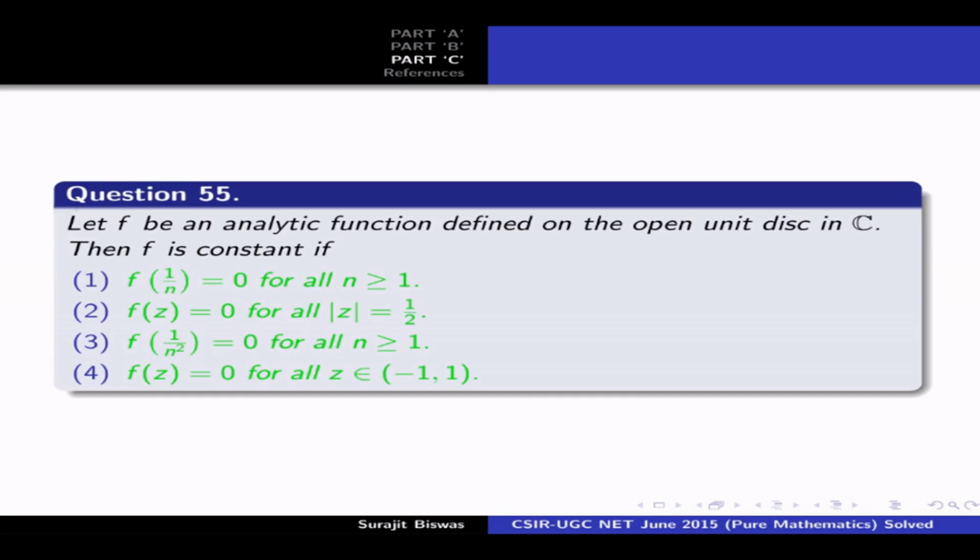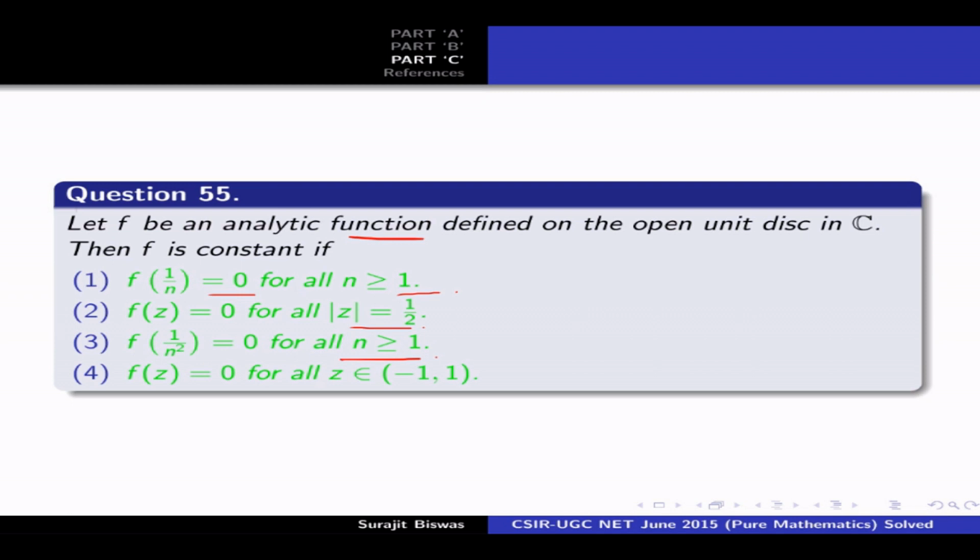Question number 55 says: let f be an analytic function defined on the open unit disk. Then f is constant if f(1/n) = 0 for all n ≥ 1; f(z) = 0 for all |z| = 1/2; f(1/n²) = 0 for all n ≥ 1; and f(z) = 0 for all z belonging to (-1, 1).